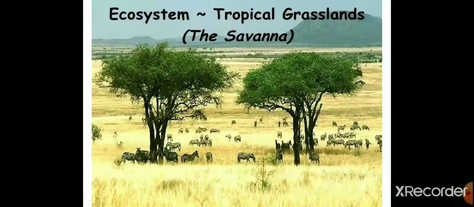Let us see what are grasslands. Grasslands are areas covered with long grasses all around. Now, let us study the location of the tropical grassland, also termed as the savanna region.